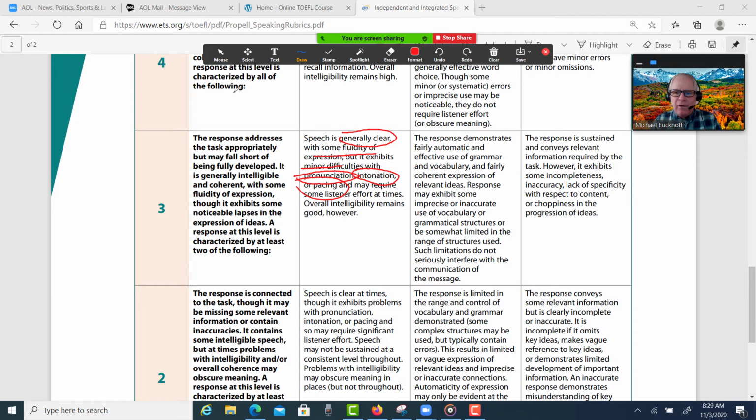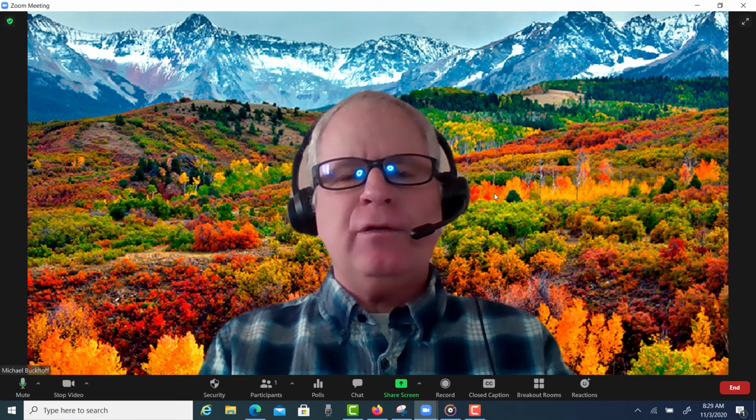And I think also the response is sustained and contains relevant information required by the task. So I think that you're doing what you need to do, right? But you can probably create a little bit better organization of ideas that might help out. And with the language use, maybe somewhat limited in the range of structures used, that might be a problem also. All right, so keep working.